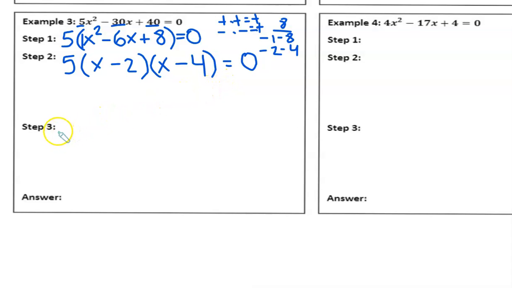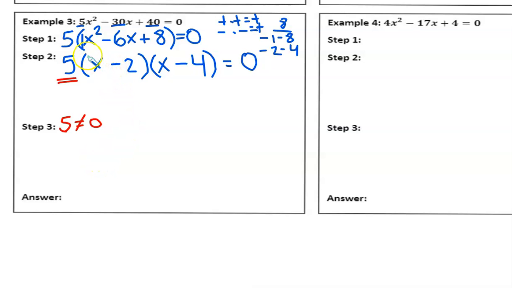Okay, so step 3 is set each factor equal to 0. But wait a minute, Miss Robinson. What about this 5 chilling out here? What do you do with it? Well, we can set it equal to 0. But does that even make sense? 5 equals 0? No, it's not even a true statement, and I don't have any letter to solve for. There's no x in that. So that doesn't really do anything.